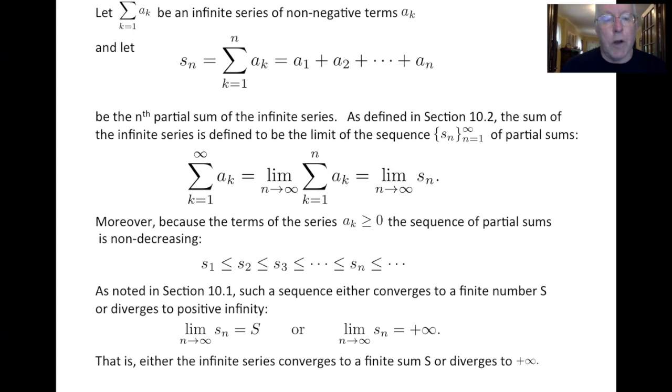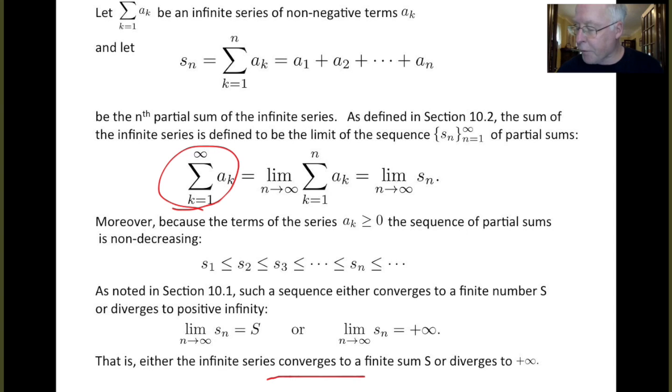As we saw in our previous video, and in our opening discussion of sequences, for a sequence that is monotone increasing, or non-decreasing if you like, there are two options. It either converges to a finite number s, or it diverges to positive infinity. This sequence cannot oscillate, so there are only these two options, either convergence or divergence to infinity. So applying this to the partial sums, that means that this infinite series either converges to a finite sum s or diverges to plus infinity.